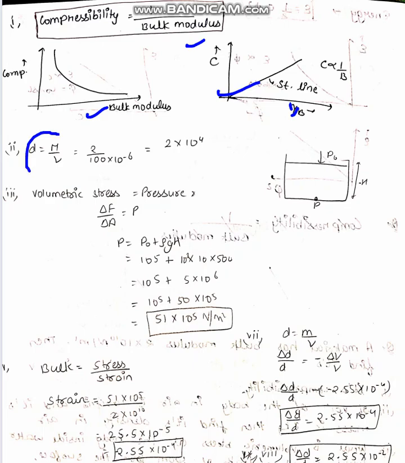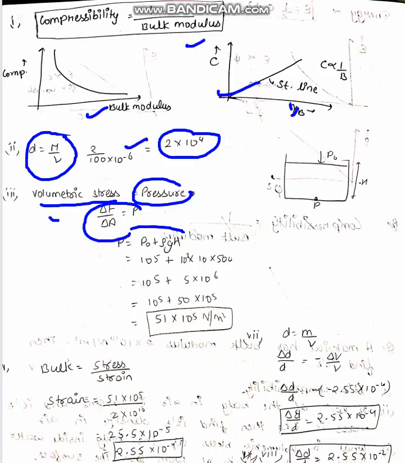In the next question we need to find density. Density is mass by volume. Substituting the values, this comes out to be the density. We have taken all the units in the SI system, so it should be understood that all the physical quantities here are in the SI system. Then we need to find volumetric stress, which is equal to pressure. We know that pressure is equal to P naught plus rho g h. So it will be 51 into 10 to the power 5.